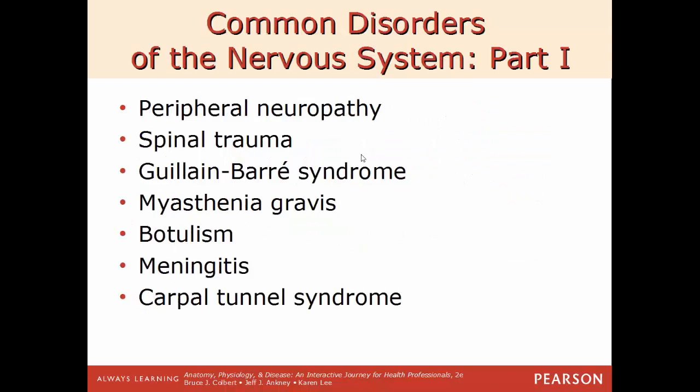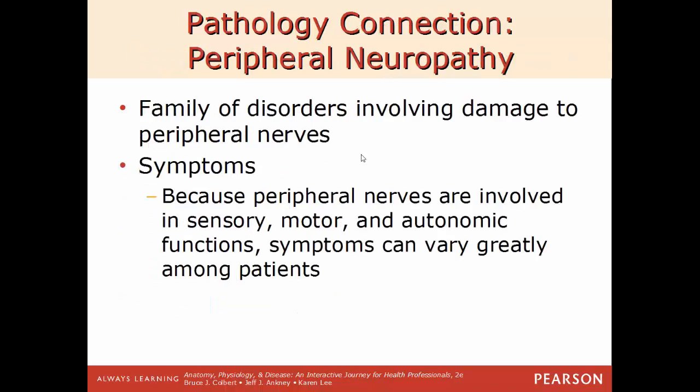All right, now we'll talk about some common disorders of the nervous system. We'll break this up into parts. For part one, we'll talk about peripheral neuropathy, spinal trauma, Guillain-Barré, myasthenia gravis, botulism, meningitis, and carpal tunnel syndrome. And the first one, peripheral neuropathy, is a family of disorders that involve damage to a peripheral nerve.